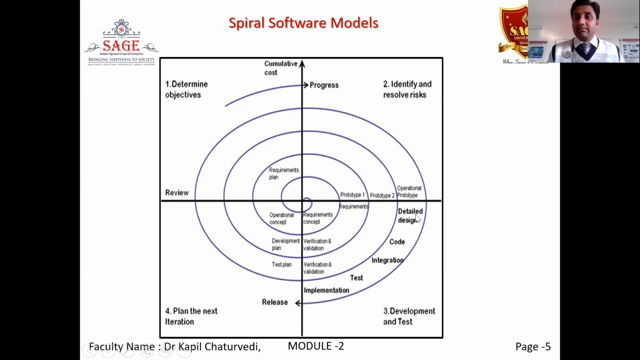Detailed design means making the blueprint, like DFDs, ERDs and Gantt charts, different kinds of charts. Code means actual implementation in a programming language. Integration means integrating the different modules assigned to different team members. Test means testing of logic, testing of code, and testing of the whole project, to see whether it is complete and properly implemented. Implementation means integrating the different modules in one place, making one copy of the project. And the release phase means deployment of the project on the client side. So this is the spiral model.